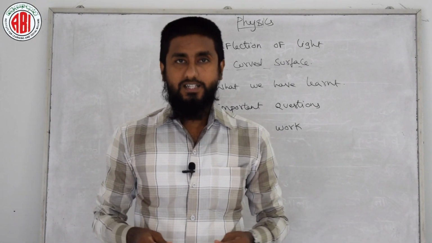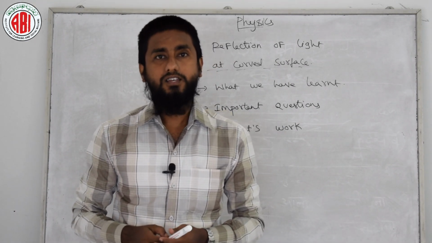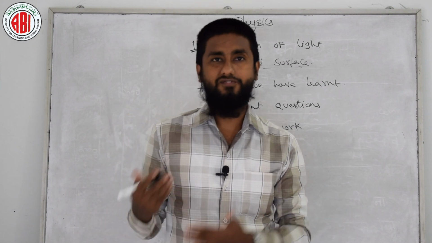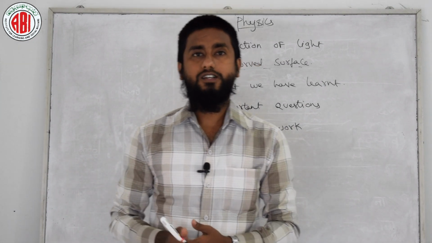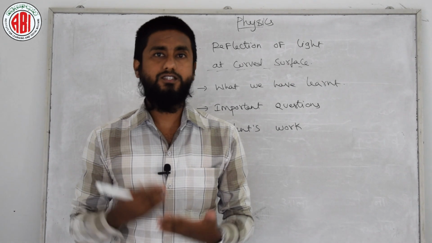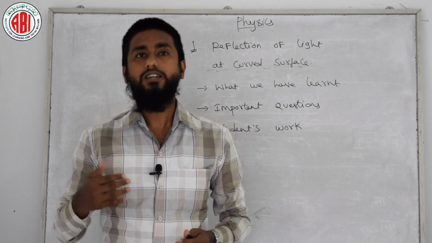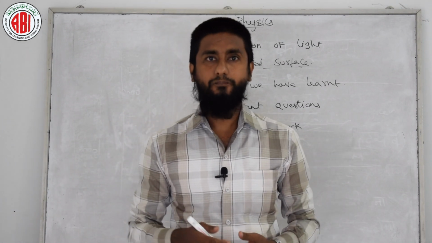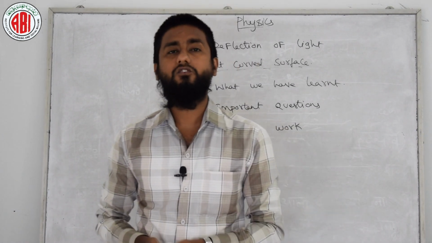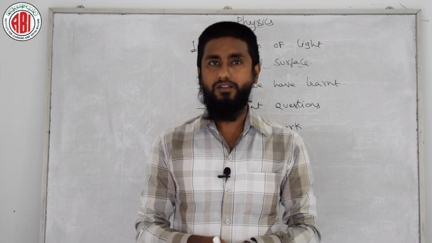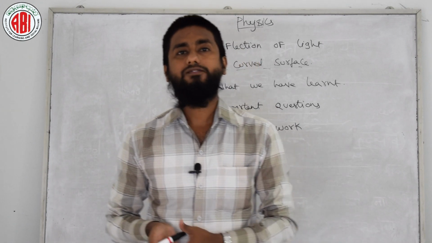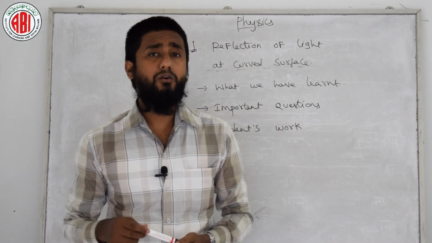Then what we have learned, I am just summarizing. When the lesson started, we learned about the mirrors and spherical mirrors. You have the definition with you. So what are spherical mirrors? We have convex and concave mirrors. After the convex and concave mirror, what did we learn? We learned the laws of reflection. After the laws of reflection, we moved on to the terms related to the spherical mirror.